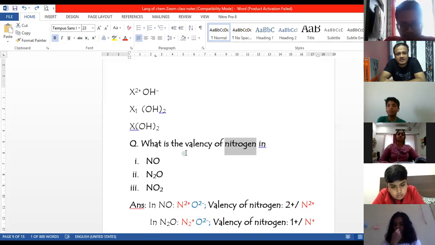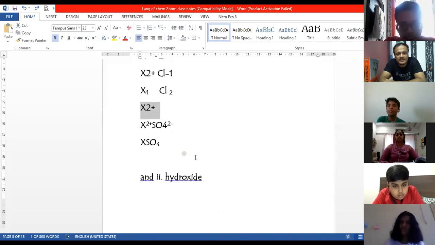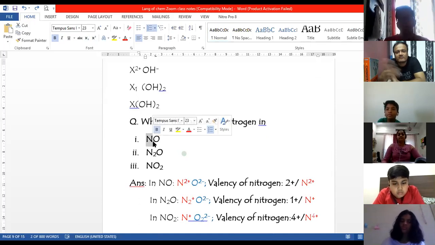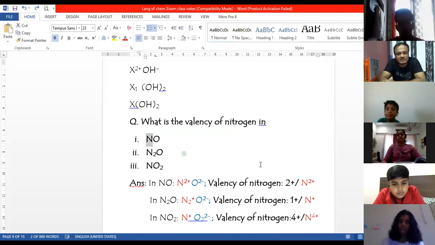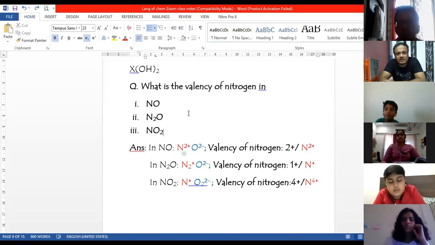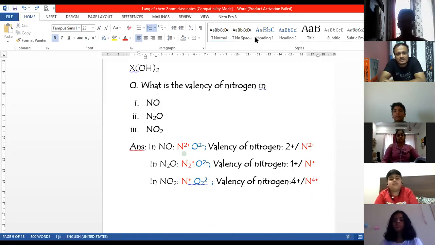Like in these questions we identified the valency of an element, and then we found out what if we use the valency for finding another formula using the same elements, right? So in this, what we are doing is we are only finding the valency of a particular element in a compound.